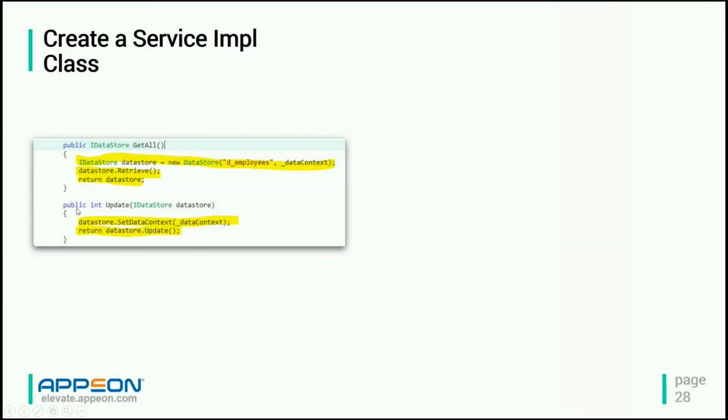So this is what the methods look like when I actually fully code them out. I'm creating an instance of the iData store, and I'm using the new data store, and I'm giving it the name of the data window. Remember, the source code for the data window is exported into the model, and so I'm just referencing that. And I'm giving it the data context, which is essentially my connection object to the database.